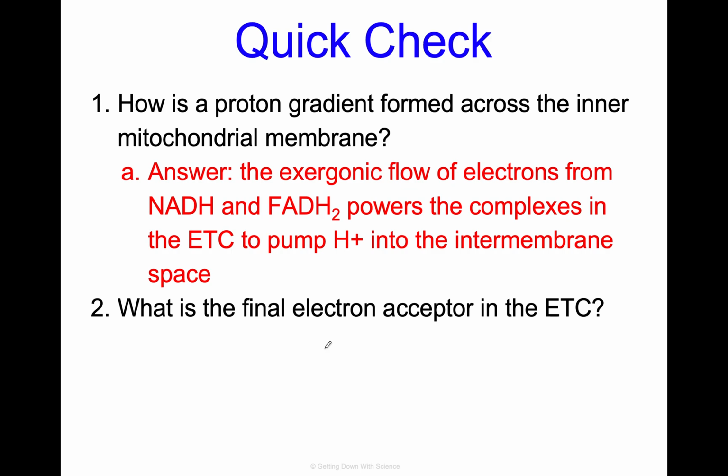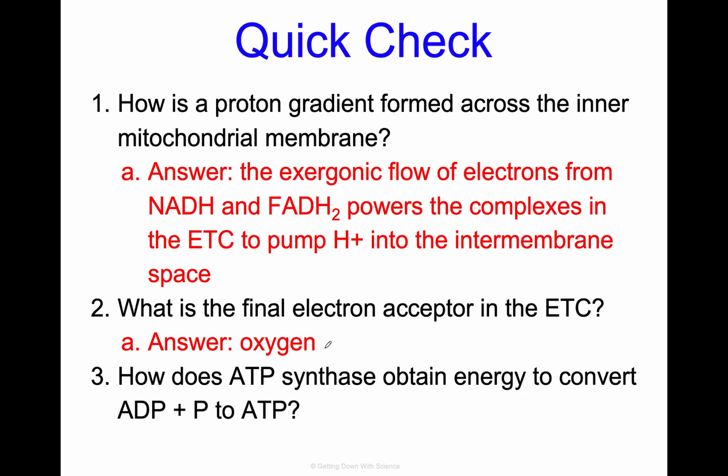Final electron acceptor of the electron transport chain. We're going to chant this in class. The final electron acceptor in the electron transport chain is, oh my goodness, oxygen. It's got to be oxygen. How does ATP synthase obtain energy to convert ADP and inorganic phosphate to ATP? Well, you would know that's that proton gradient, the hydrogen ions falling through there, acts like a rotor, goes ADP, ATP, ADP, ATP.